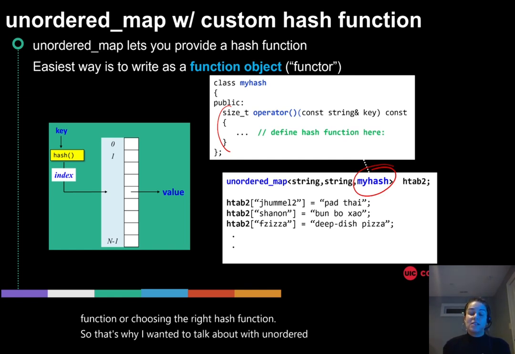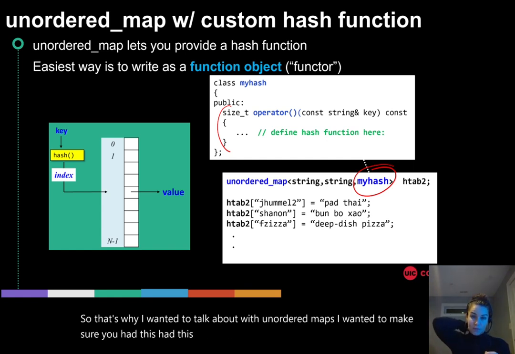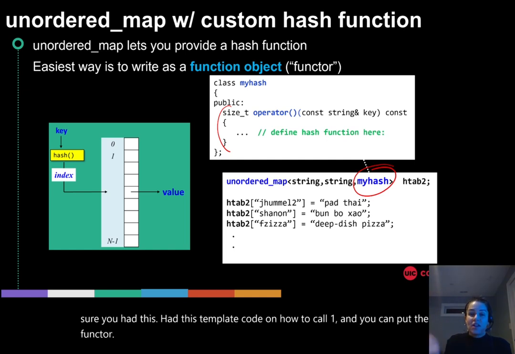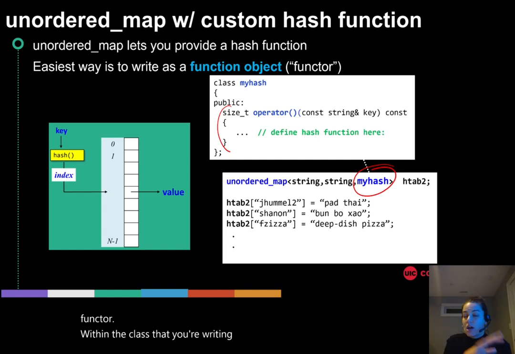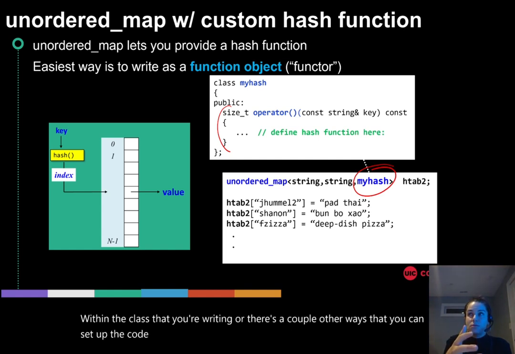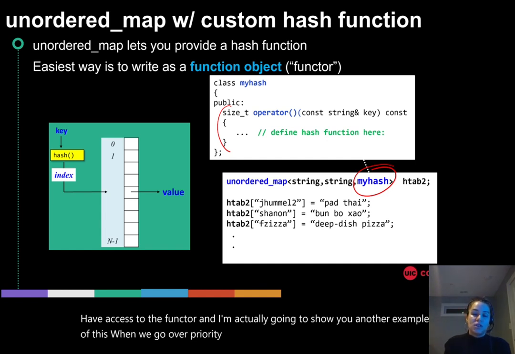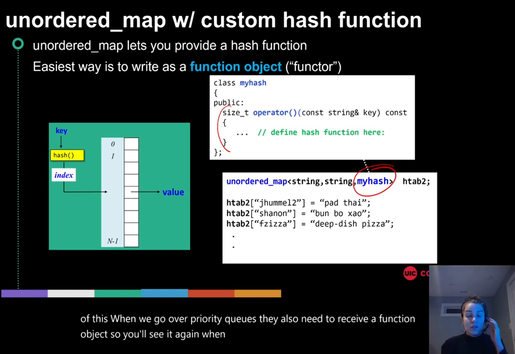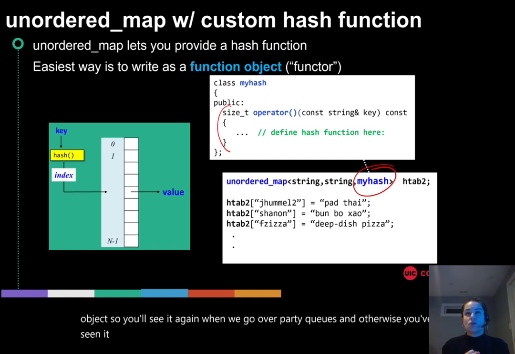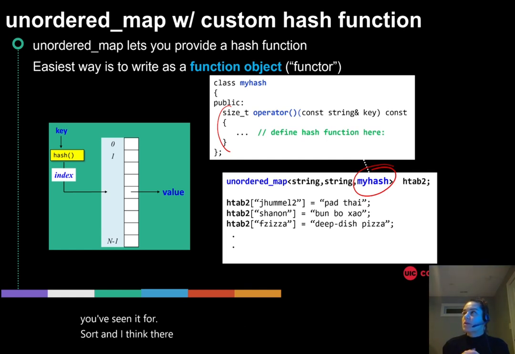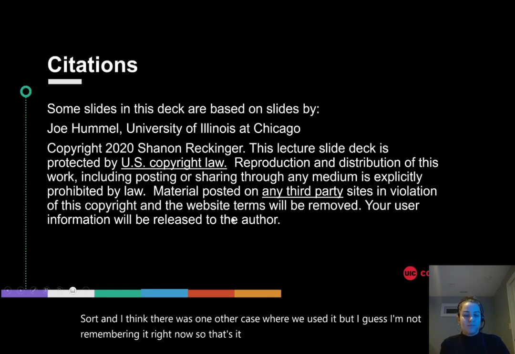I wanted to make sure you had this template code on how to call one, and you can put the functor within the class that you're writing, or there's a couple other ways that you can set up the code to actually have access to the functor. And I'm actually going to show you another example of this when we go over priority queues. They also need to receive a function object. So you'll see it again when we go over priority queues. And otherwise you've seen it for sort. And I think there was one other case where we used it, but I'm not remembering it right now. So that's it for unordered maps revisited.